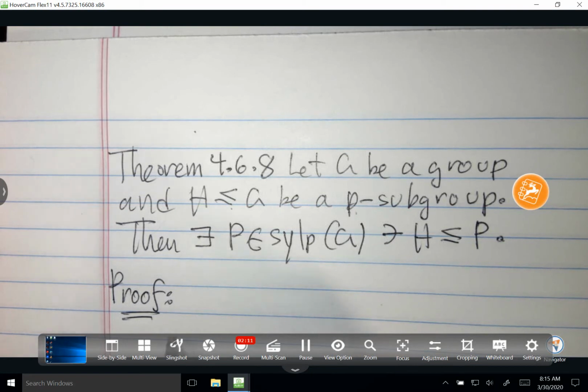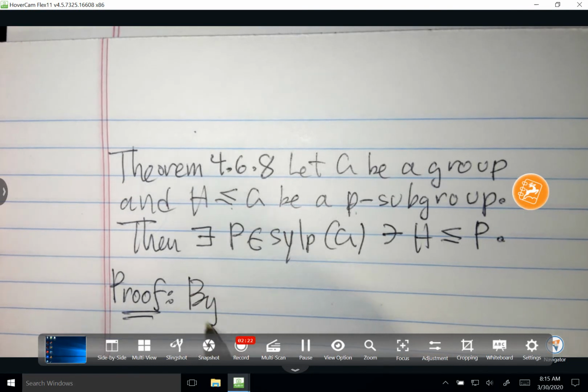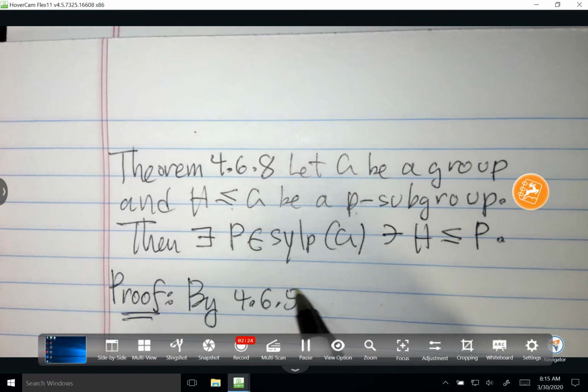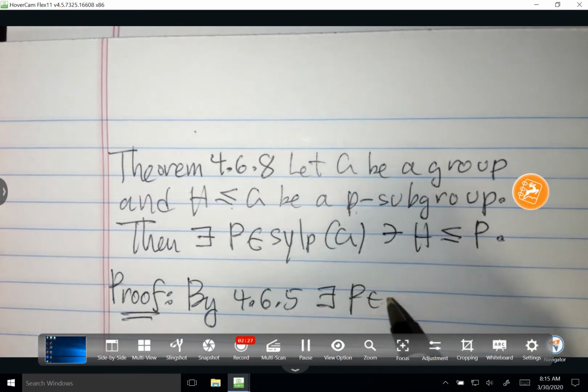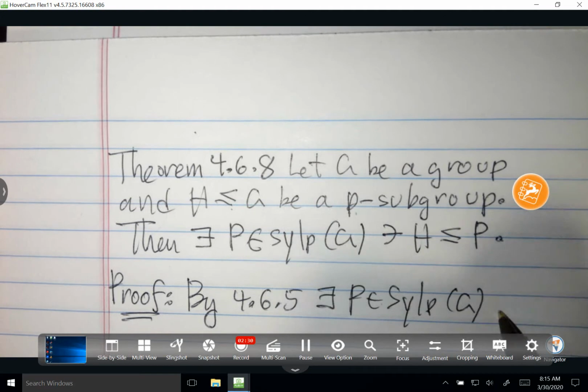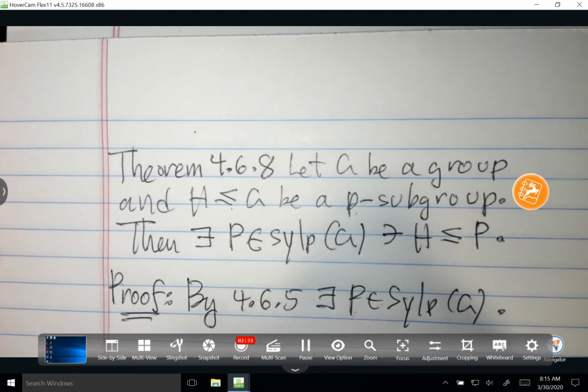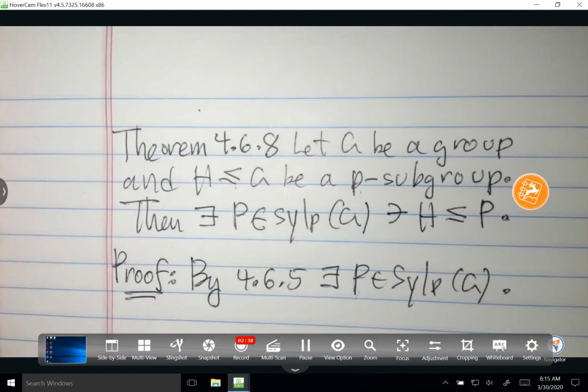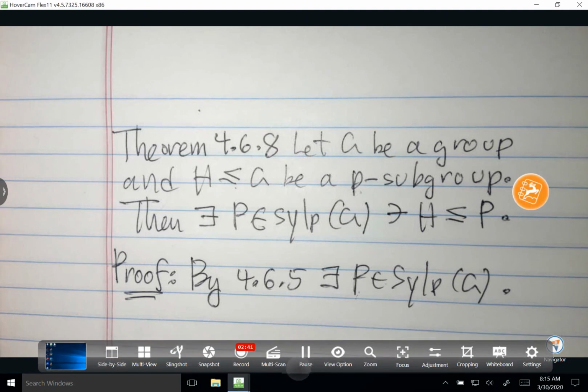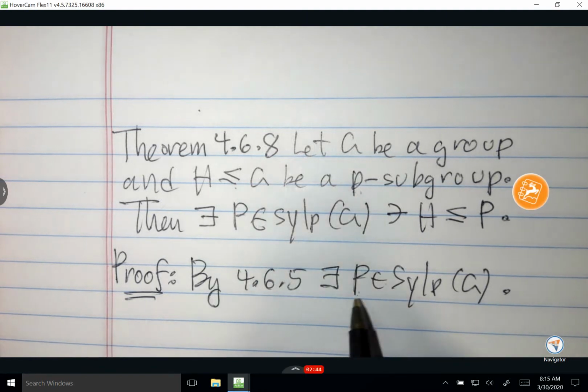So to prove this, let's just grab any Sylow P subgroup of G. We know there is one by 465. So by 465, there does exist a Sylow P subgroup of G. I'll call it capital P. Now I'm going to let G act on the set of left cosets of P in G by left multiplication. We know that's an action.